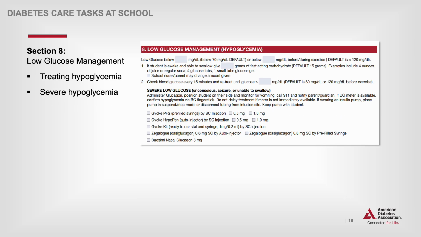Section 8 provides instructions for low glucose management and treatment of severe hypoglycemia through use of glucagon or glucagon-like products. Although set thresholds and quantities of carbohydrate to treat hypoglycemia are available as defaults, this is an important place to tailor the treatment to the student. In addition, guidance for new formulations of glucagon is also offered, as well as instructions for their use.